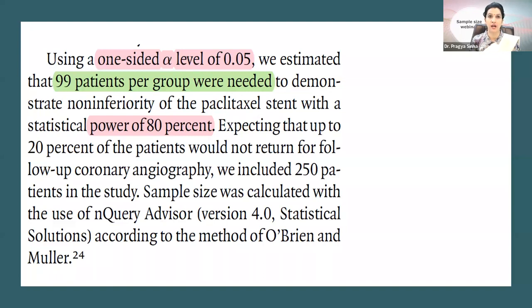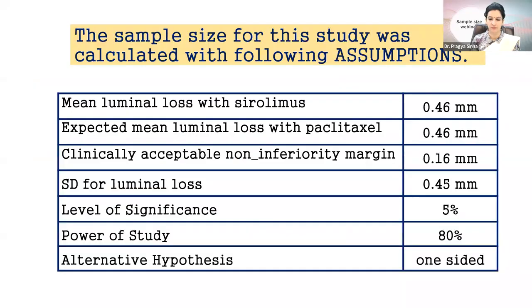So now let's see what are the inputs which I need to put. The luminal loss is 0.46, and the value will be the same. So do you understand why these two values are the same? Their clinically acceptable non-inferiority margin is 0.16, and the standard deviation for this luminal loss was 0.45. The level of significance was 5%, and the power of the study is 80%. And we know that in non-inferiority and superiority, in both cases, the alternative hypothesis will always be one-sided.